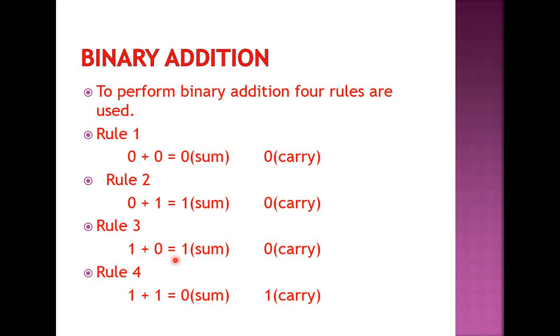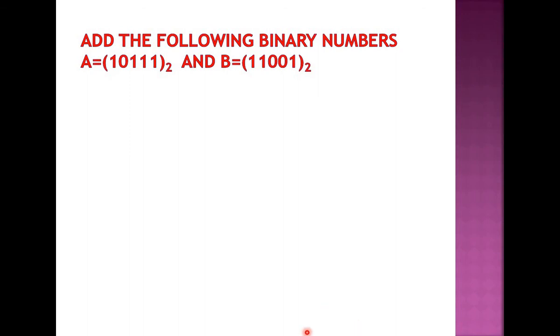So here we say that whenever 1 plus 1 is added, the result becomes 0 and the carry becomes 1. This carry is used to represent the result as an MSB bit. So whenever we have to perform the addition 1 plus 1, we have to remember sum 0 and carry 1. Now we perform the addition.